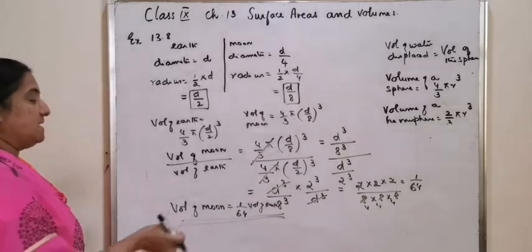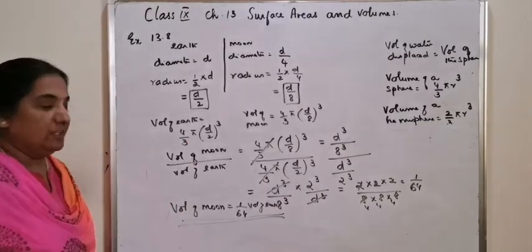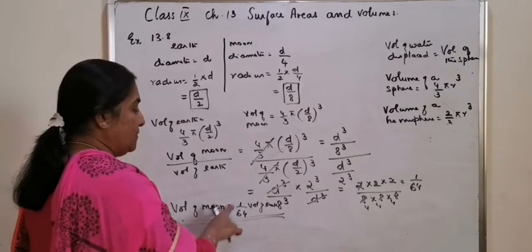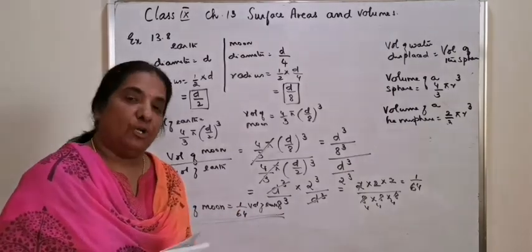The meaning is volume of moon is 1 by 64 volume of earth. We took the ratio as volume of moon by volume of earth, that is volume of moon is equal to 1 by 64 the volume of earth.